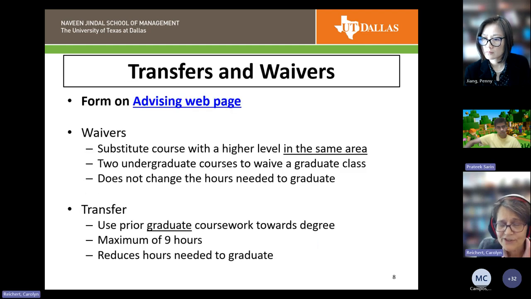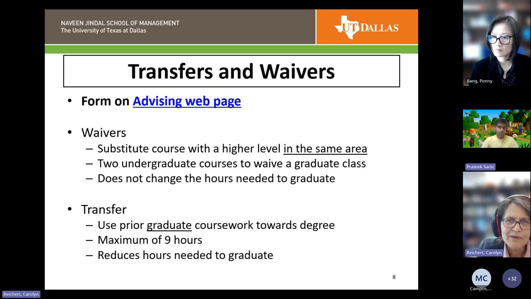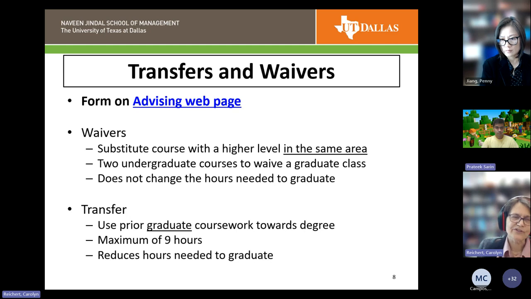So waivers and transfers, the form is on the advising webpage. It's the same page that Penny had up there originally. Waivers are for undergraduate work. So if you were an undergraduate finance student, you may be able to substitute a higher level course for something you've already done. So for example, if I was a finance major, I took business finance and advanced corporate finance. Maybe I don't want to take financial management 6301 because I feel like I've already done that.